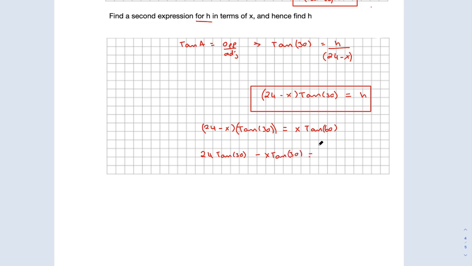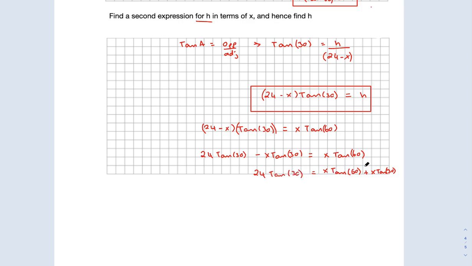Well, if I want to figure out what x is, I need to start rearranging this so that I get x to one side. If I do that, I'm going to add x to both sides here, and I get x tan of 60 plus x tan of 30. So I'm adding x tan of 30 to both sides so that it gets rid of it from this side. That leaves me with 24 tan of 30.